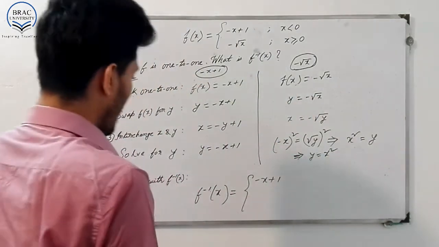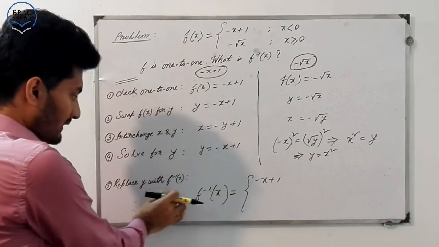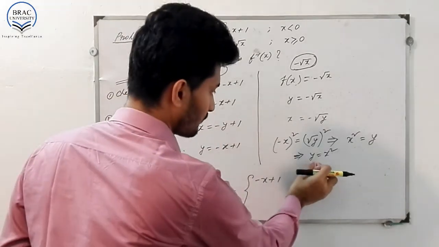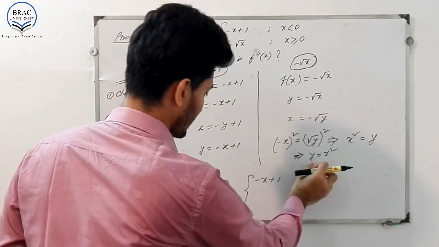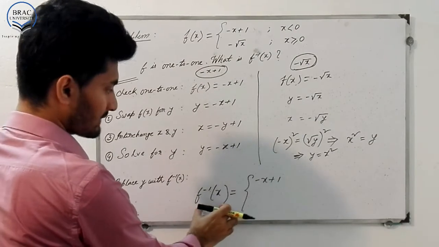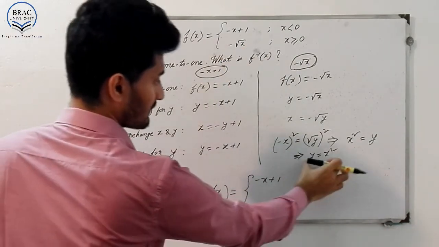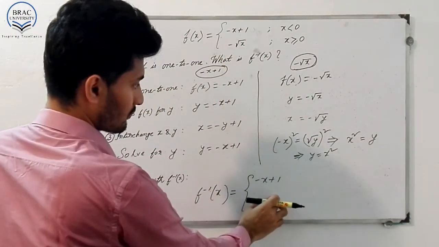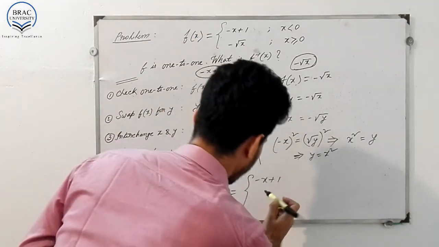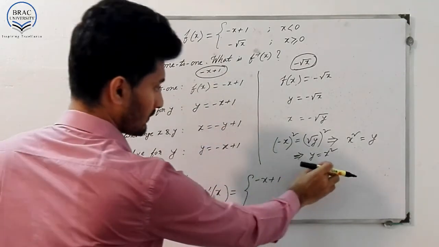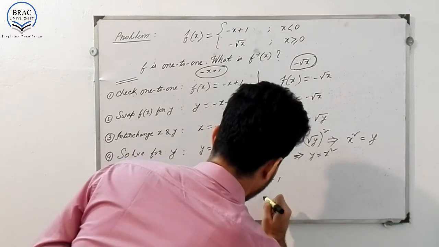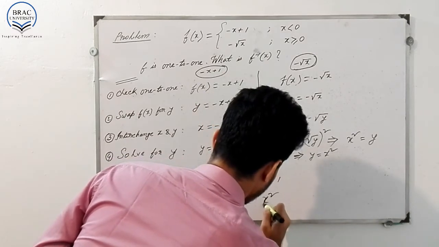It's all the same. Now replace y with f inverse of x. So in place of y, we're going to write f inverse of x. So we are writing f inverse of x, and this is for the other part. We have done this other part. So this is going to be x squared. So f inverse of x is equal to x squared. All right.